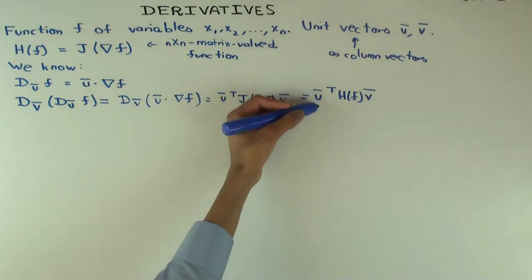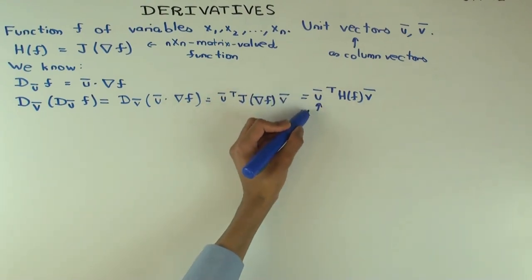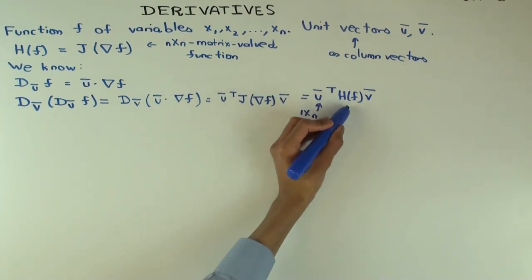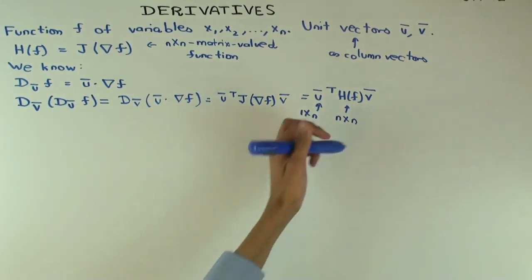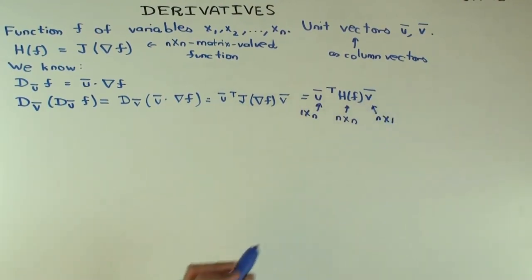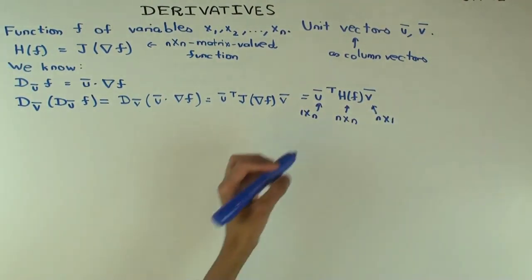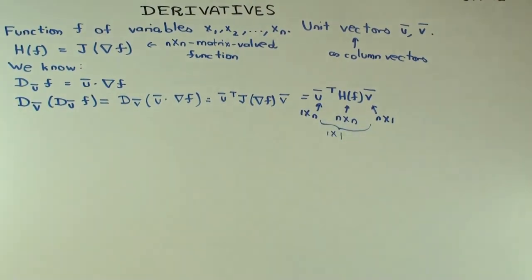So, u transpose, let's just check the dimension. u transpose is 1 cross n. This is n cross n, everything is n now, there's no m's here. And this is n cross 1. When you multiply all three, you get 1 cross 1. So the second order directional derivative, as you expect, is just a scalar.